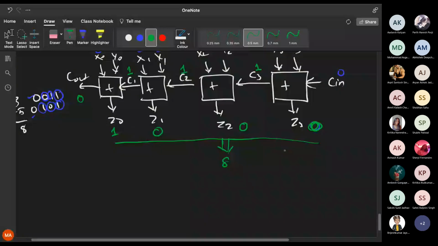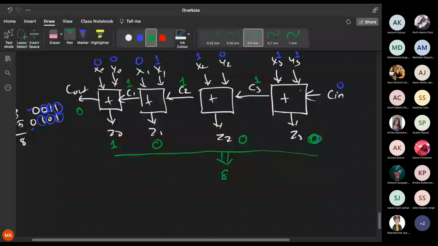Is that clear? But there is a problem with this adder. What is the problem? Look closely, okay? I'll use some other color. This adder, we'll start from over here, can only calculate the output once it gets this carry. Right? Until it gets this carry, it cannot do the addition. Can it? No, sir. Similarly, this adder will perform the addition once it gets this carry. Right?